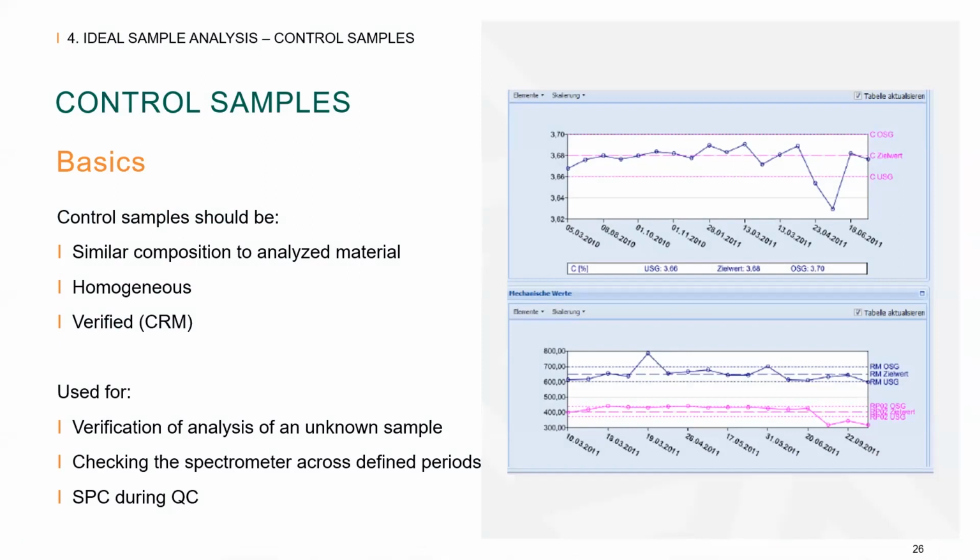It is important to use CRMs or certified reference materials as they are lab verified and tested using many analytical methodologies. They should be used for unknown sample verification to test instrument performance and for SPC during quality control.